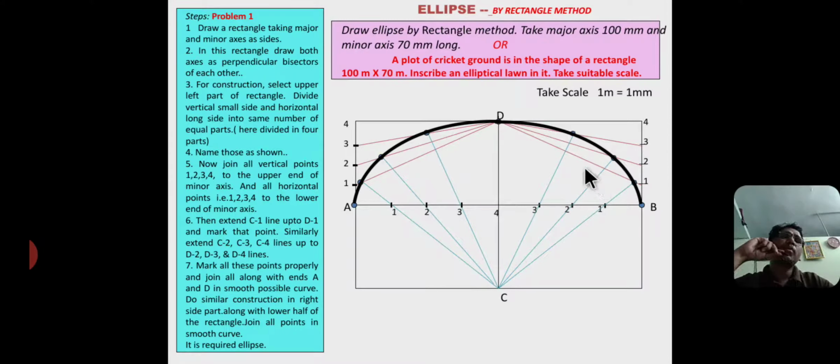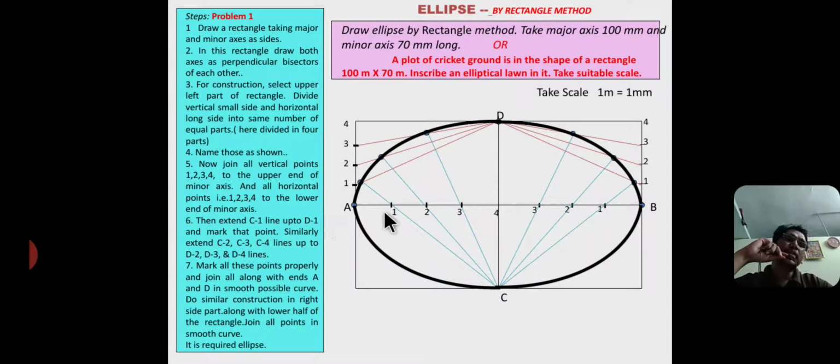Now the given ellipse is symmetric about the major axis and minor axis. That means the shape of the ellipse is the same for the remaining portion of the rectangle. So you have to repeat the same procedure for the bottom rectangles. This is the completed shape of the ellipse by using the rectangle or oblong method. So this thick line is the final shape of the ellipse.